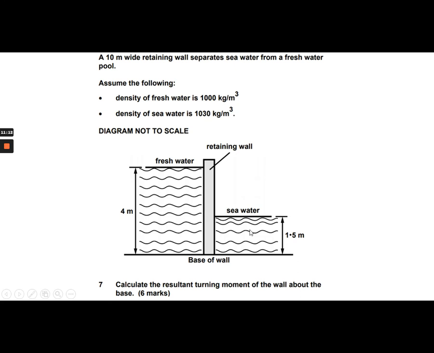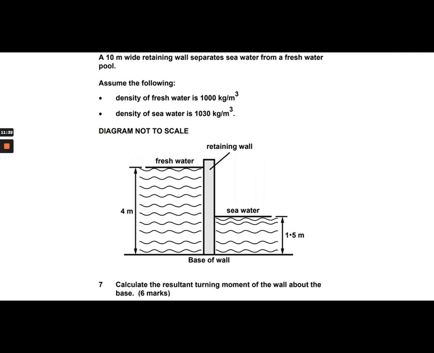You'd do the same on the right hand side for seawater. So rho, density, 1030. G, 9.81. A is 1.5 times 10. And X, halfway up, 0.75 meters. So that would give you the hydrostatic thrust on the left and the hydrostatic thrust on the right.